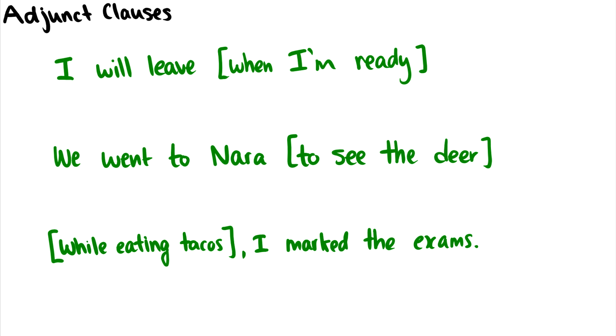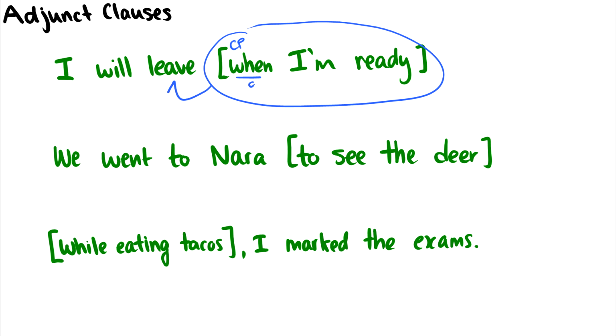I will leave when I'm ready. So again, this is a CP. We're going to say that when is our C here. And I will leave when I'm ready. So this whole clause, when I'm ready, is modifying leave. It's telling us when they'll leave. It's not an argument of leave, it's just telling us when they'll leave.